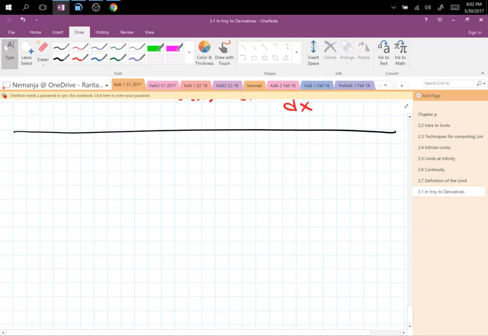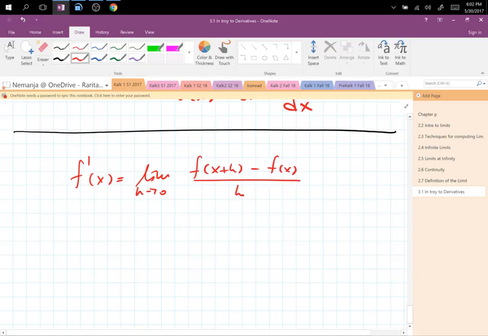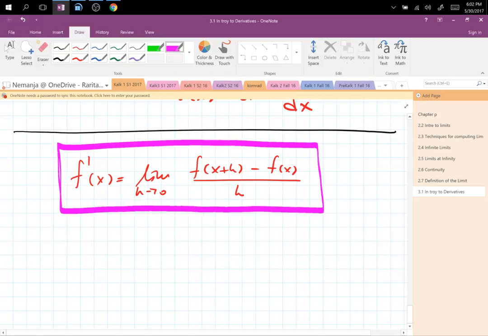So now, we write f prime of x is equal to the limit as h goes to 0 of f of x plus h minus f of x, divided by h. And if you want a cool tattoo, there's your equation right there.